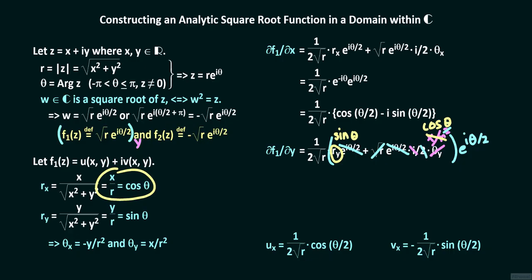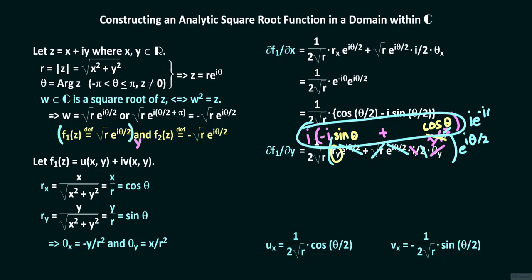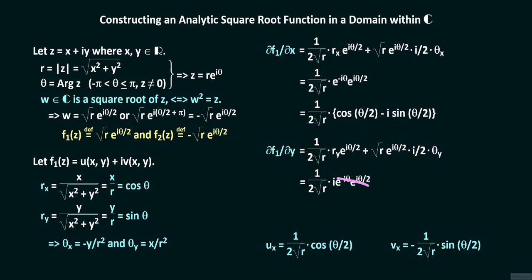We factor out I and rewrite sine theta plus I times cosine theta as I times the quantity minus I times sine theta plus cosine theta. This is equal to I times e raised to the power minus I times theta. So the derivative of f sub 1 with respect to y equals this quantity, which simplifies to 1 over 2 times the square root of r times I times e raised to the power minus I times theta over 2. E raised to the power minus I times theta over 2 equals cosine of theta over 2 minus I times sine of theta over 2.